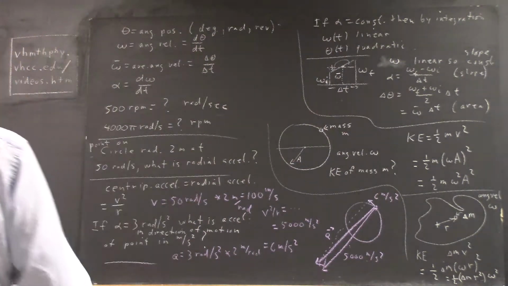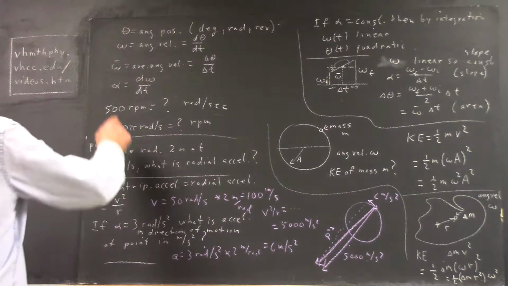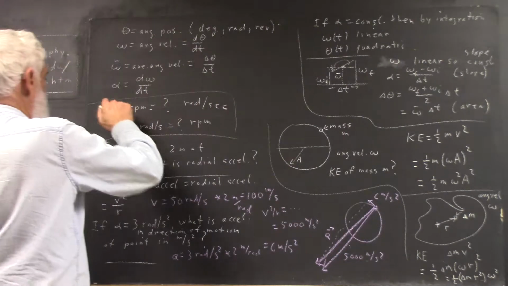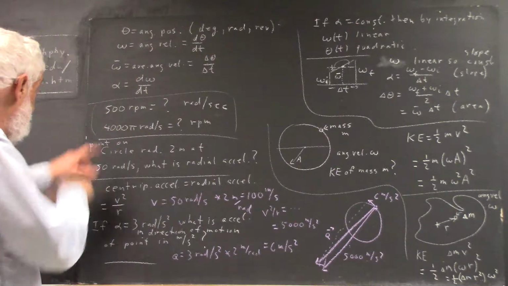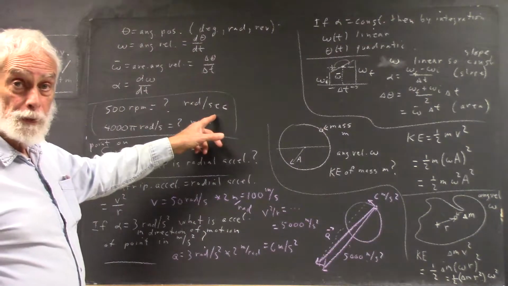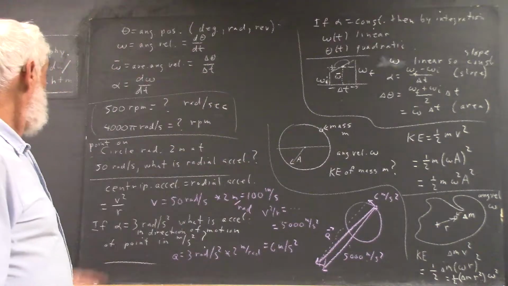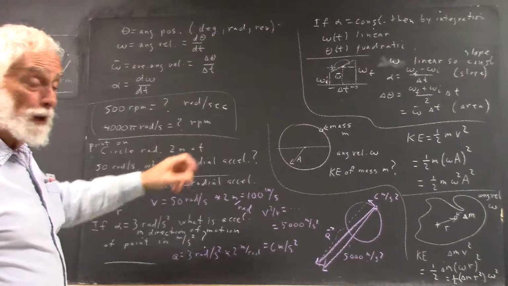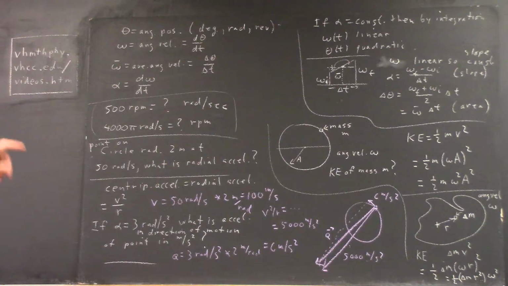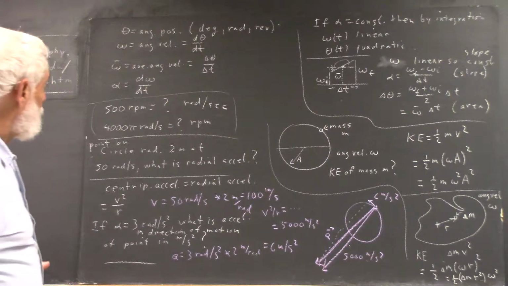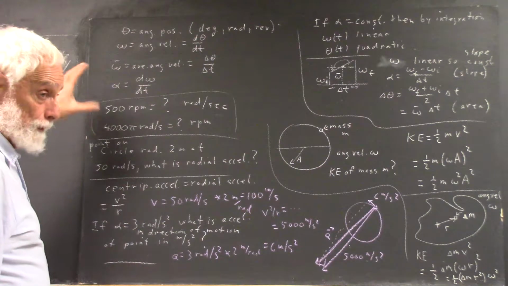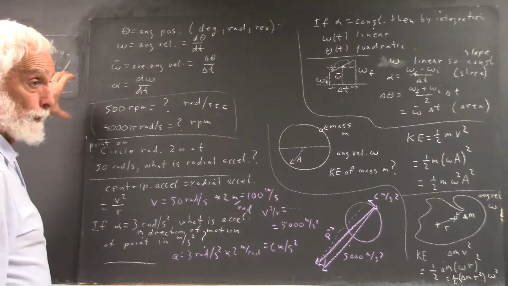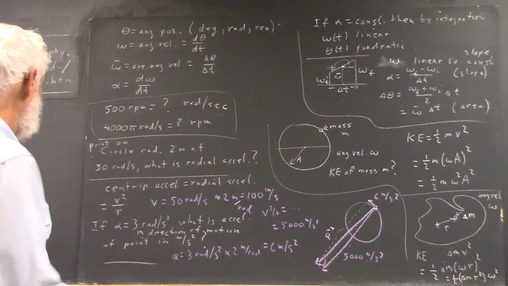Okay, we've got just a couple of other reminders here before we get into a problem. 500 RPMs is how many radians per second? Okay, 400 pi radians per second is how many RPMs? Well, let's see. You should be able to figure this out, so you probably ought to stop and figure it out. And if you can't, well, I'm going to tell you now.